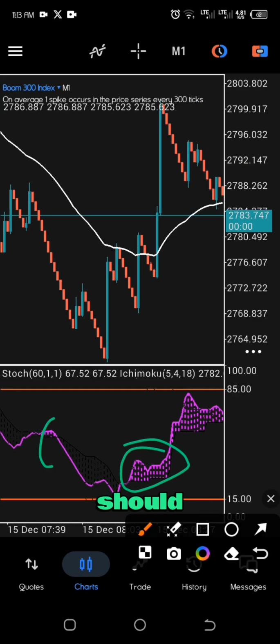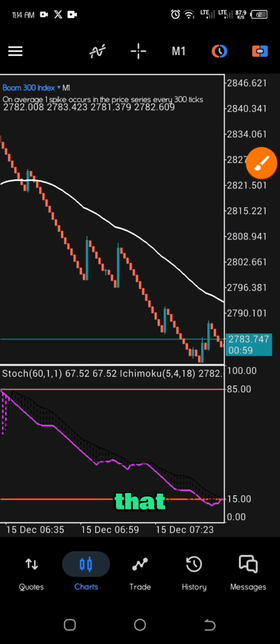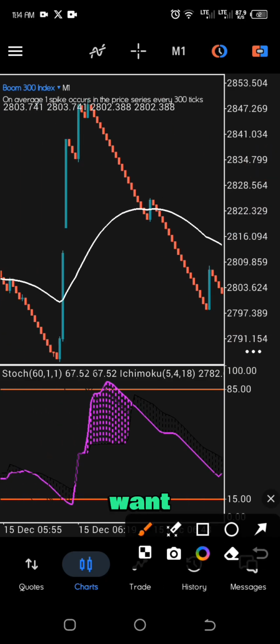Okay, so this way you should close your position right here. So that is very important. If you are trading on Boom, you don't want to see the volume again. But if you are trading on Crash, we are looking to trade the volume.